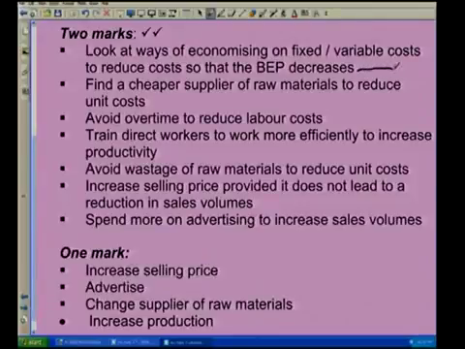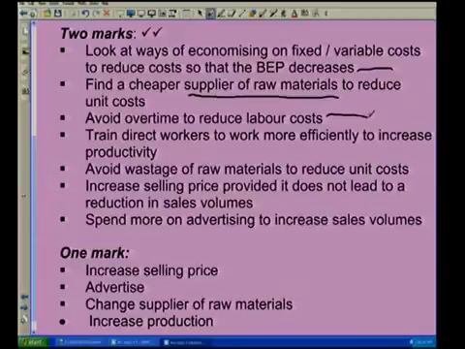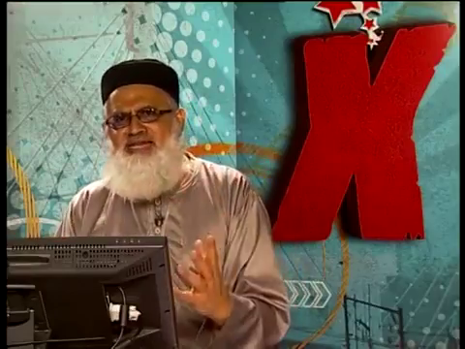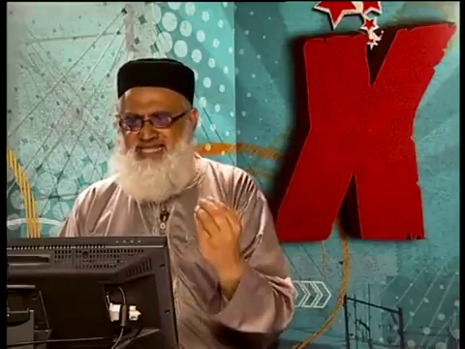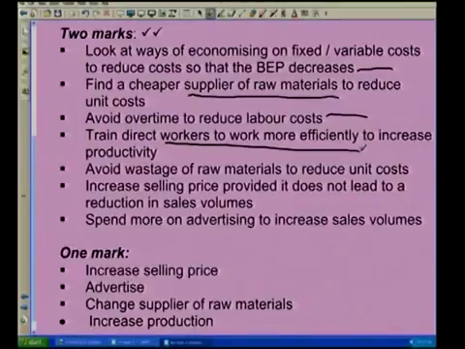Therefore, what advice? Look at ways of economizing on fixed or variable costs to reduce the cost so that the break-even point decreases. One possibility: find a cheaper supplier of raw materials to reduce your unit cost. Avoid overtime because it increases my cost. Train direct workers to work efficiently.